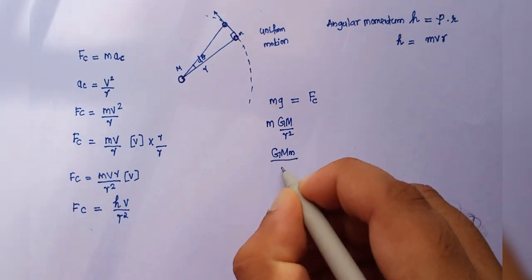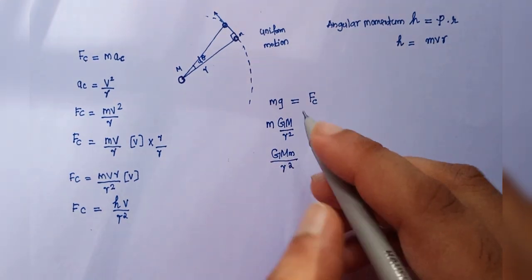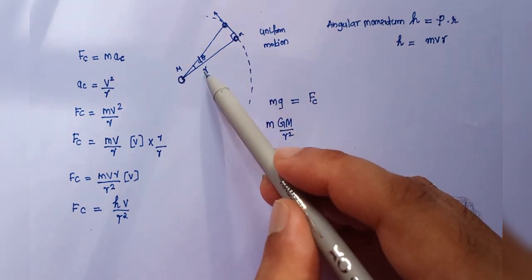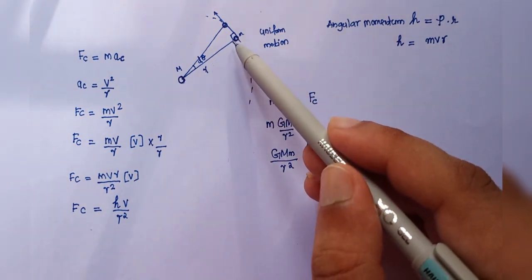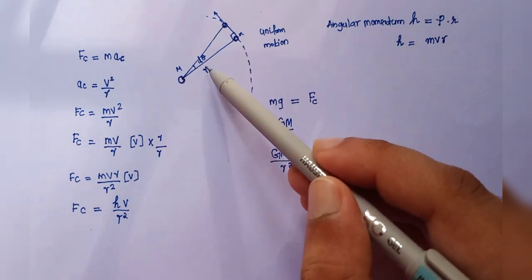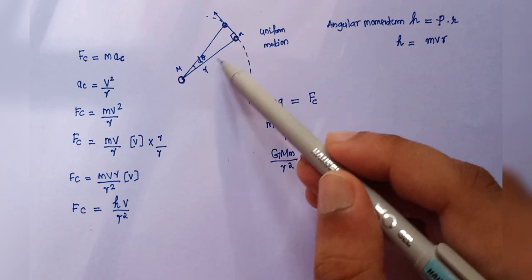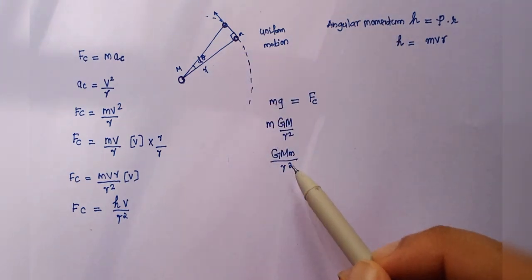Again, if you rewrite and observe closely, this is nothing but your gravitational force, where the two masses are separated by a small distance r. So your force of gravitation is proportional to the product of the masses and inversely proportional to the square of the distance between them. So that is called Newton's law of gravitation, which is GMm by r square.